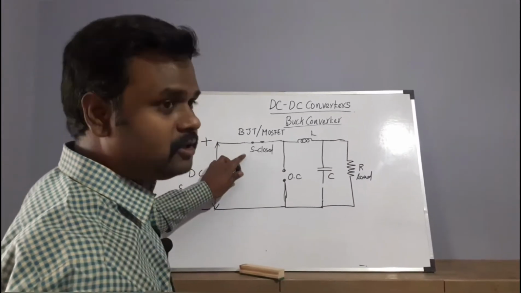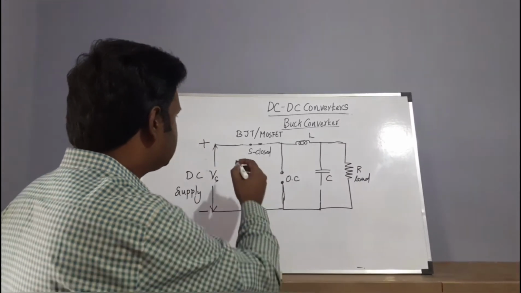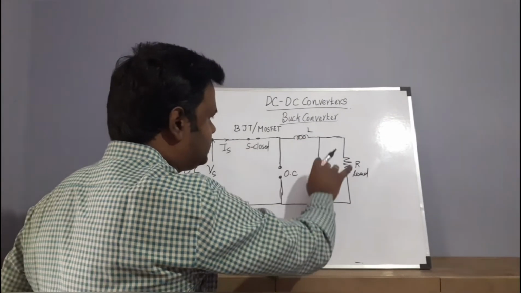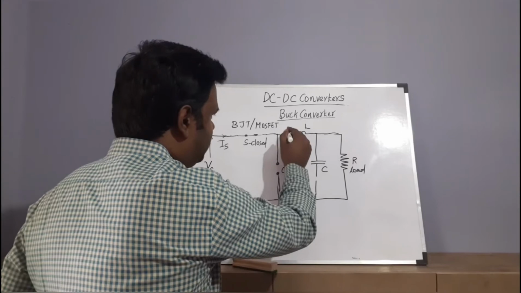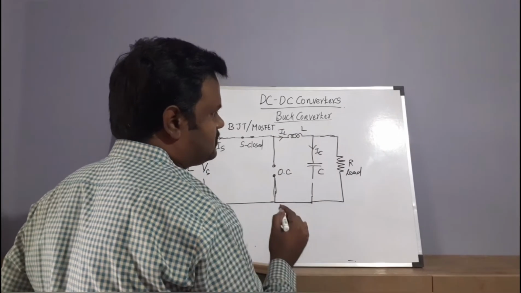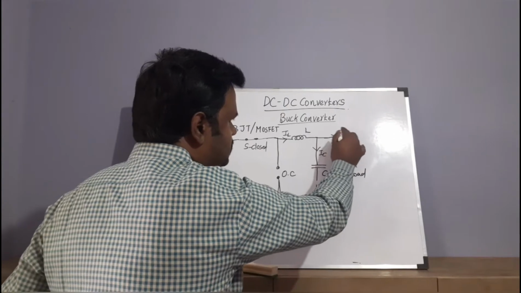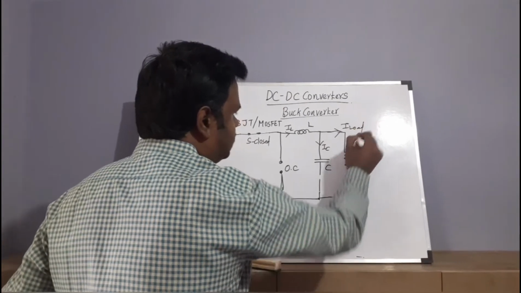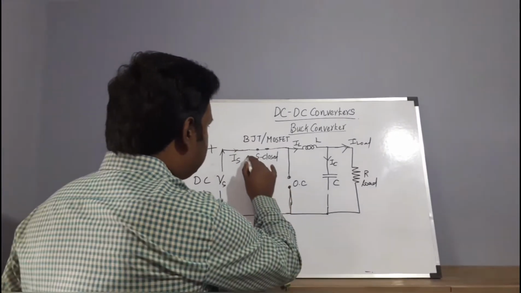Whenever you close the switch, the current starts flowing. This is your supply current, and it flows through the inductive and capacitive components. I will rename it as IL, then it flows through the capacitance, represented as IC, and finally through the resistive load, represented as I load. So the current path will be like this.